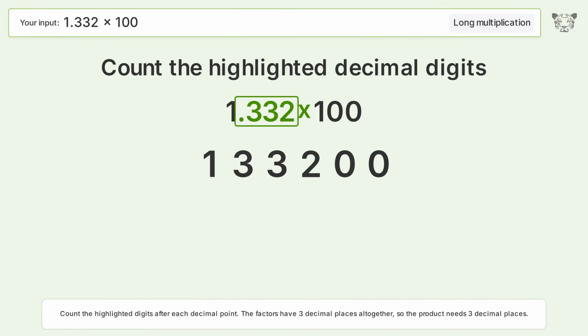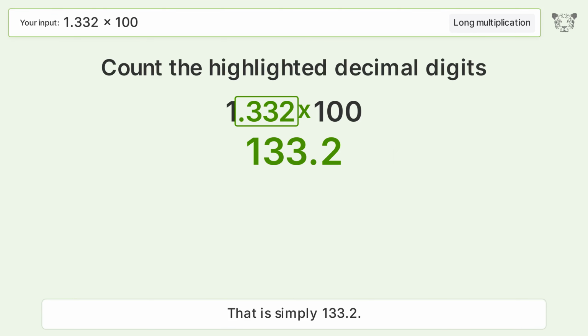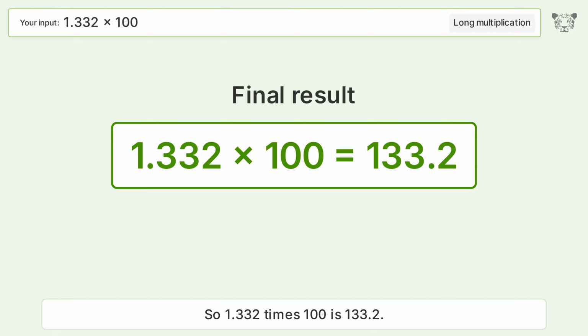Count the highlighted digits after each decimal point. The factors have 3 decimal places altogether, so the product needs 3 decimal places. Place the decimal point 3 places from the right. 133,200 becomes 133.200. That is simply 133.2. So 1.332 times 100 is 133.2.